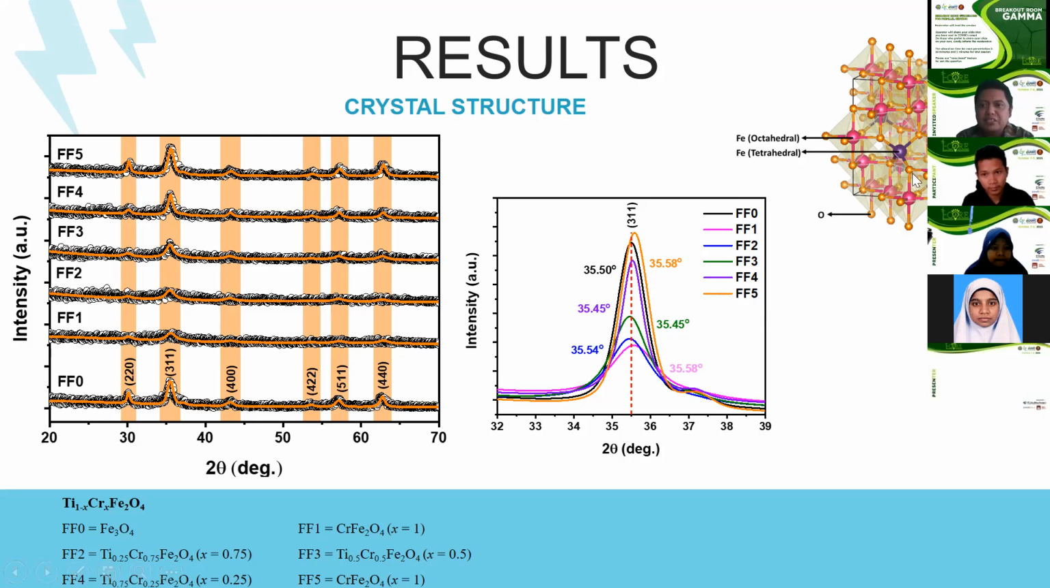We can see in this figure, in this crystal structure, the octahedral position is surrounded by 6 oxygen atoms, and for tetrahedral, the metal ion is surrounded by 4 oxygen atoms. This makes a good orientation to get more stabilization and more magnetic character, especially for saturation magnetization.